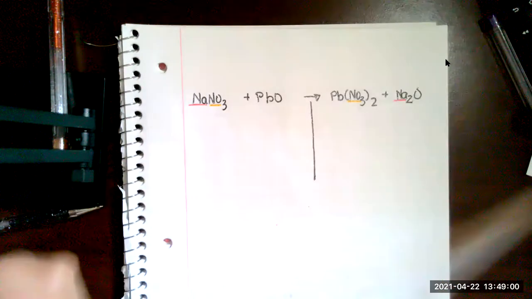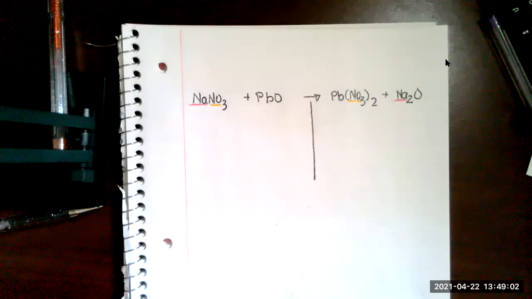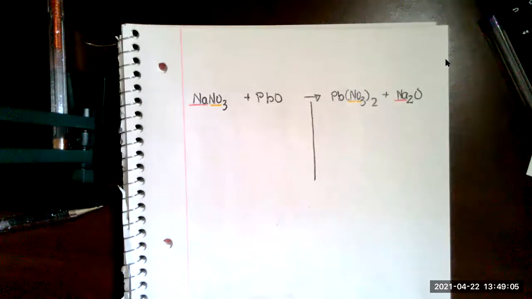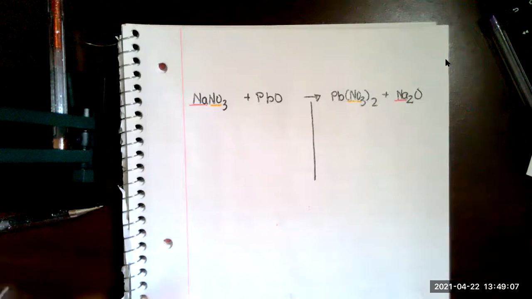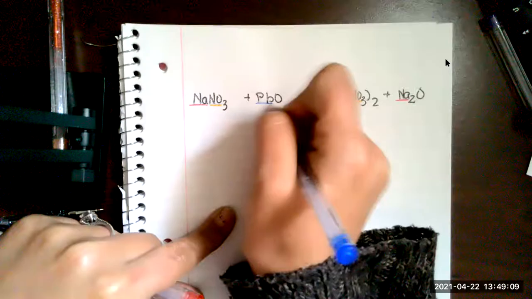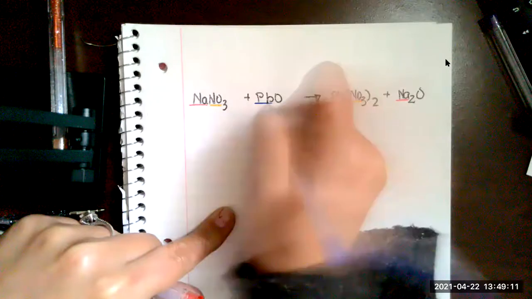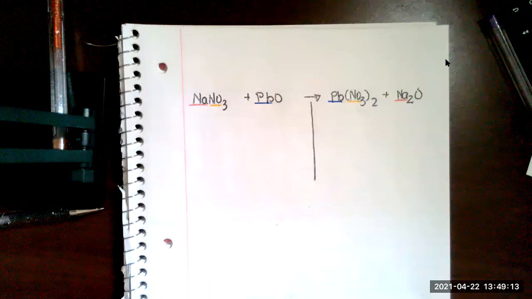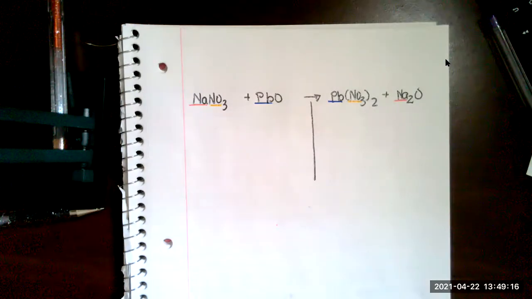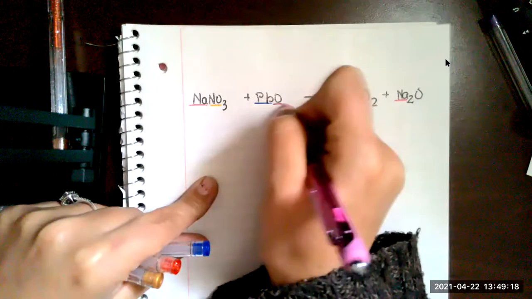Now I'm going to look at Pb and O. Pb and O are all single elements, can be found on the periodic table, so I can treat them as such. So underline Pb is going to be blue. And O is going to be this kind of magenta mauve color that I've been using.